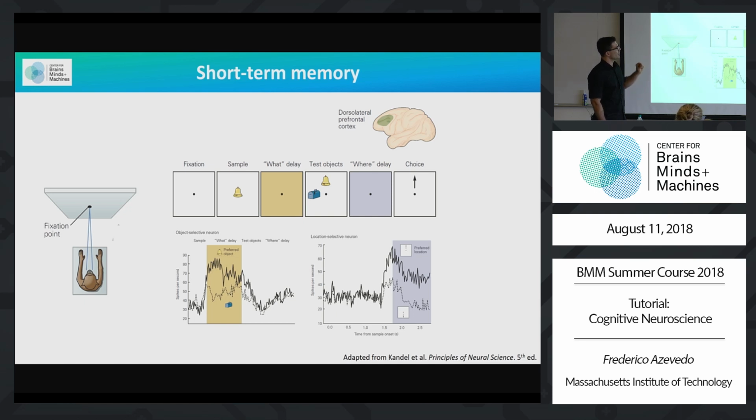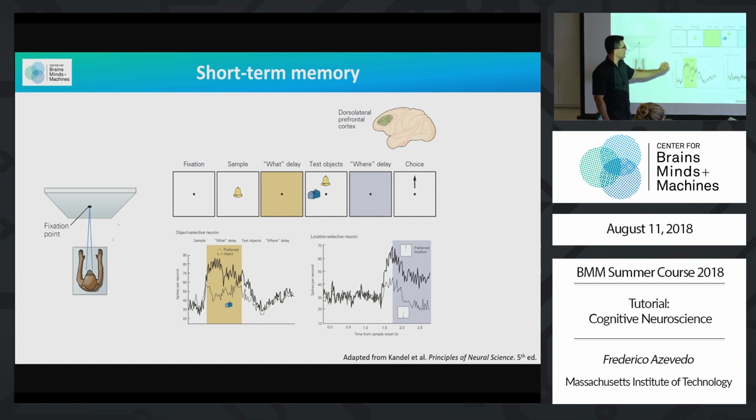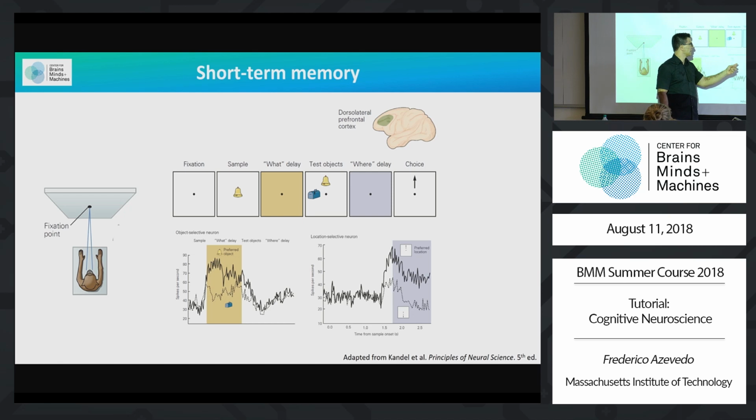And then they recorded from neurons in the dorsolateral prefrontal cortex, and they found object selective neurons and location selective neurons. Basically, the object selective neurons would show an increase in activity in this phase here, basically the yellow. And you can see that there is no object there, but the neuron keeps the activity related to the sample. So there is a sustained activity during the delay period. And this happens for the identity of the object, but also in the case of the location selective neuron, for the spatial position.